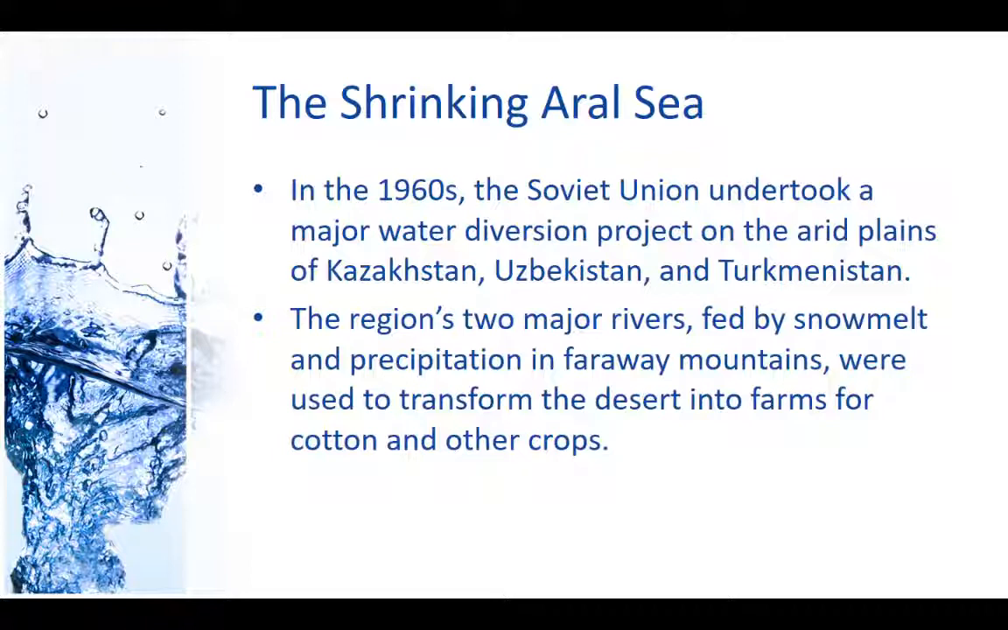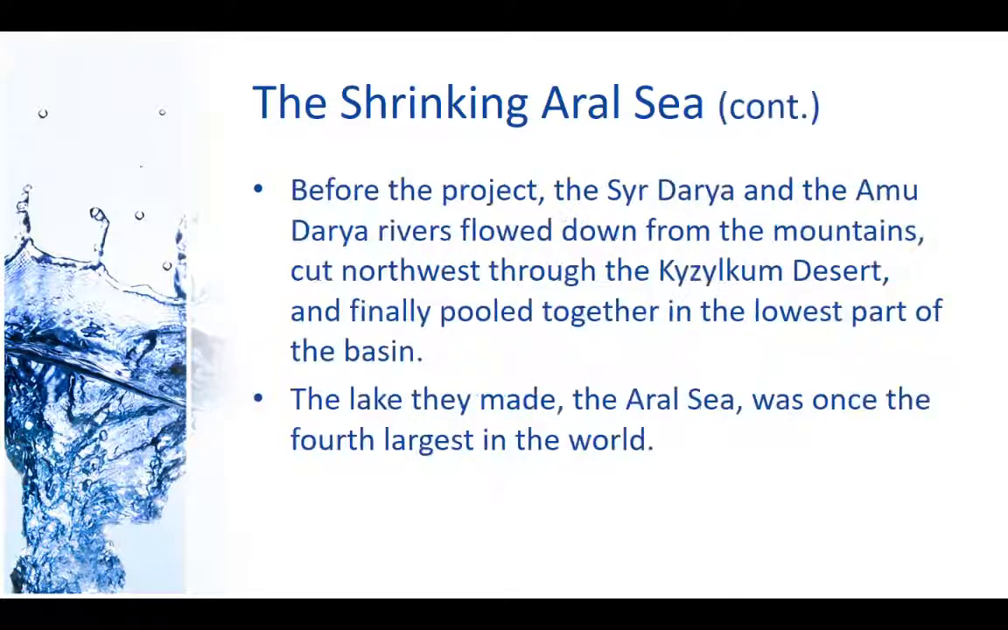In the 1960s, the Soviet Union undertook a major water diversion project on the arid plains of Kazakhstan, Uzbekistan, and Turkmenistan. The region's two major rivers, which are fed by snowmelt and precipitation in faraway mountains, were used to transform the desert into farms for cotton and other crops. And while at first glance that sounds like a great idea, boosting the economy, it led to the shrinking of the Aral Sea.